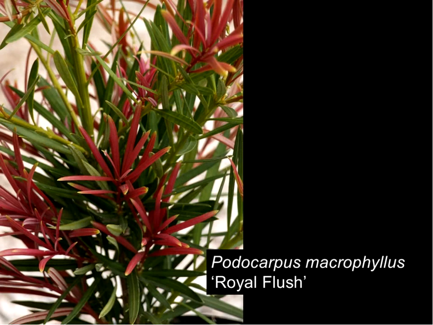You can see a lot of great forms out there, like Royal Flush and Golden Crown, that have new color flush on the flushes that come out, and variegated forms, and different. We just, with University of Florida, named and released one called Sunshine Spire. That's a very narrow, upright one.